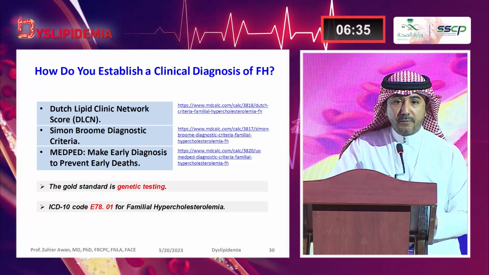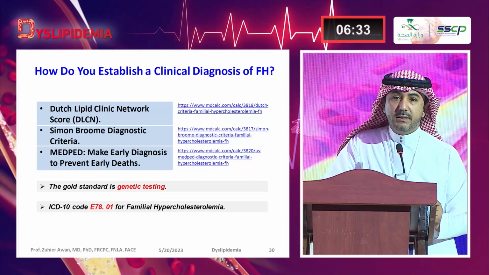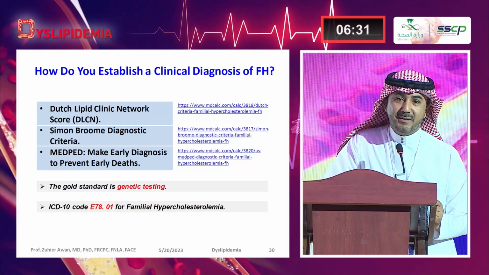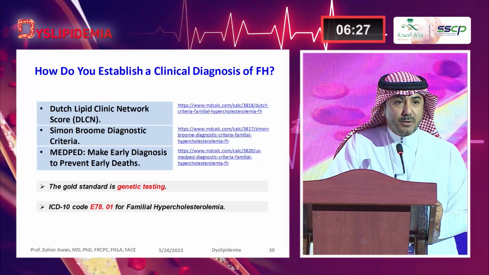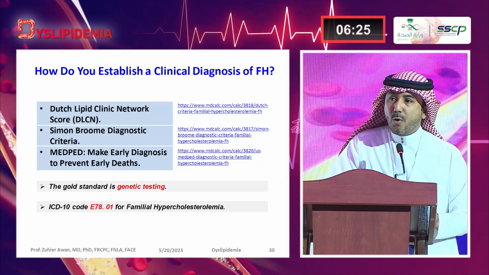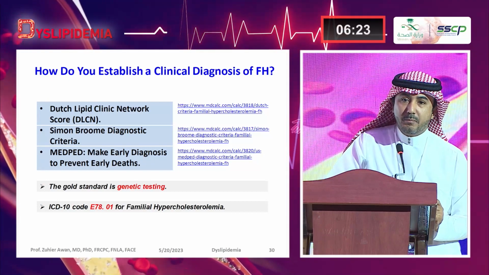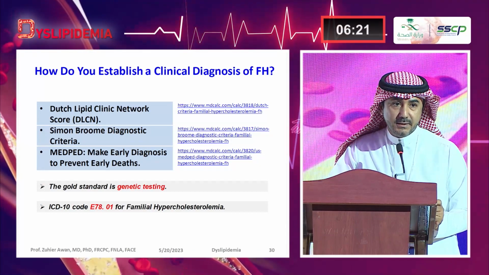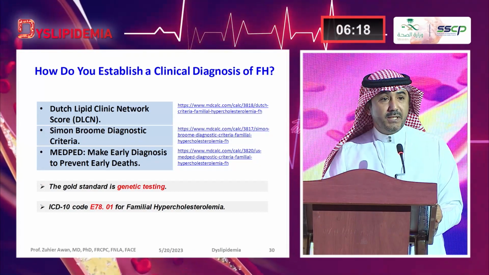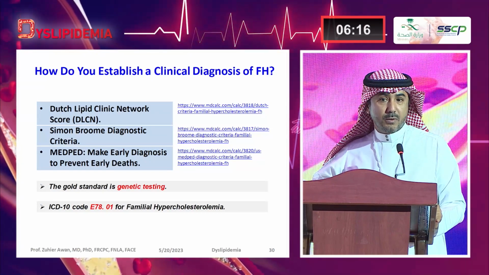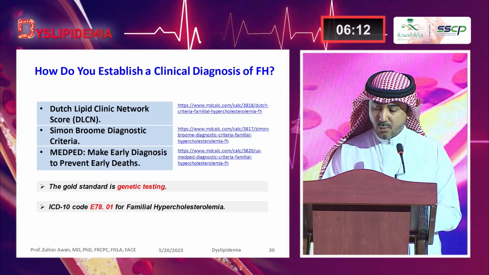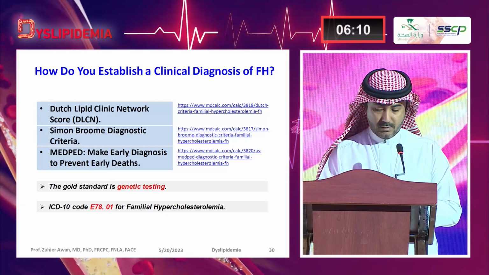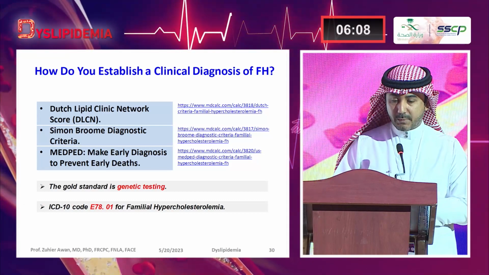Once you have confirmed the diagnosis, please document it in the file, because without documenting it, nothing will happen. Once you diagnose an FH, you have opened the door for a whole family, maybe a whole tribe that has dyslipidemia. And nowadays, we have to not only document it, but put at least the ICD-10 code, which is E78.01. This is the code for familial hypercholesterolemia.